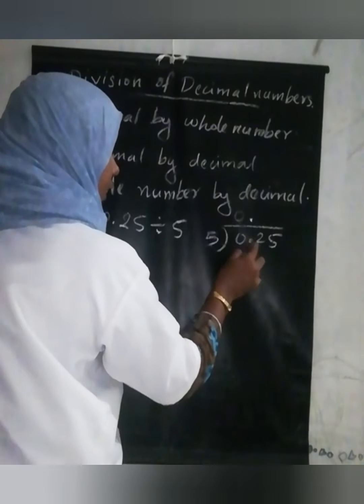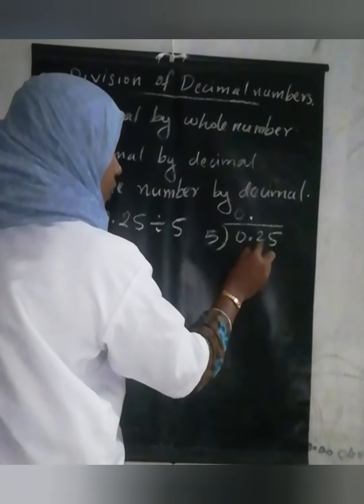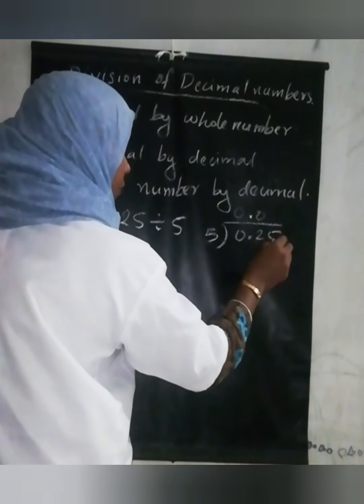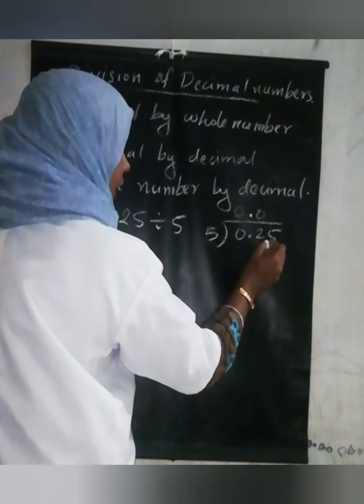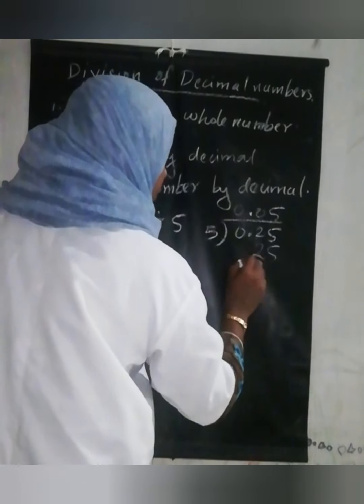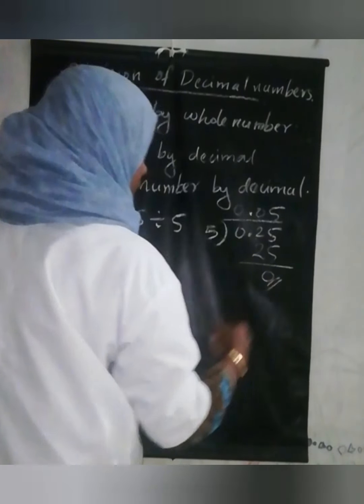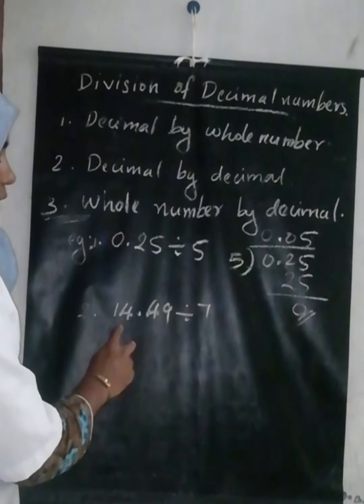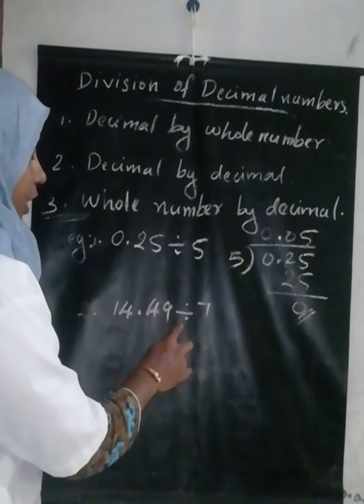Then put the point. Then consider 2. How many 5s are there in 2? Not possible. So here also we put 0. Then you take 25. How many 5s are there in 25? 5. 5 into 5 is equal to 25. Division over.